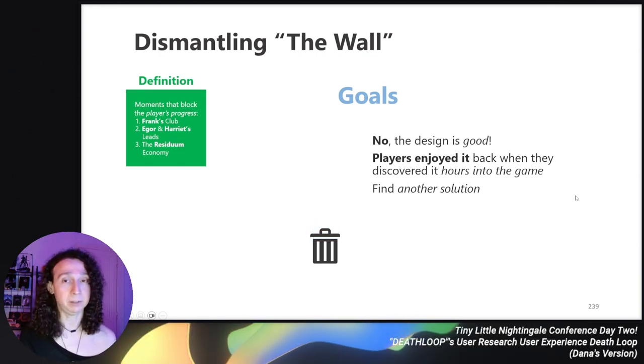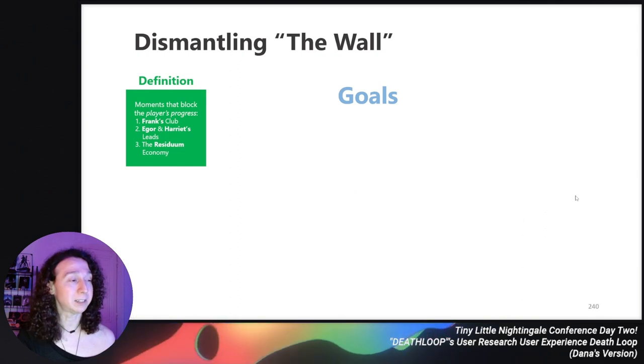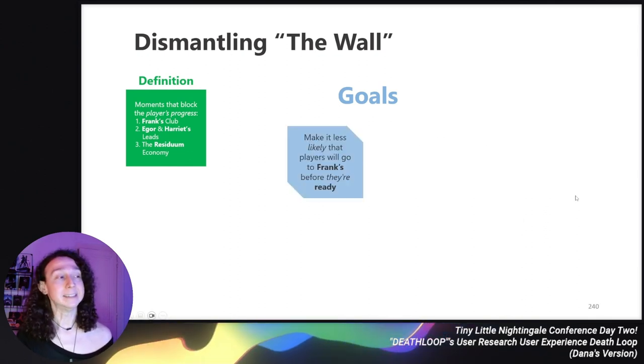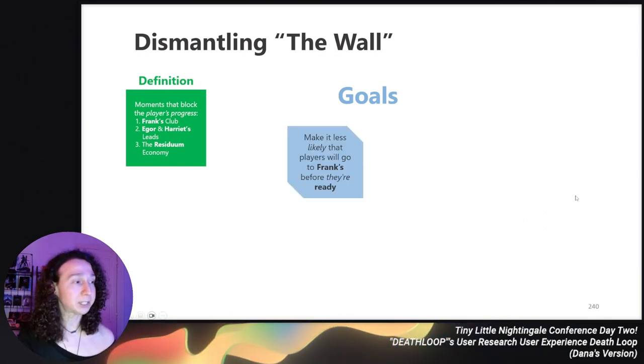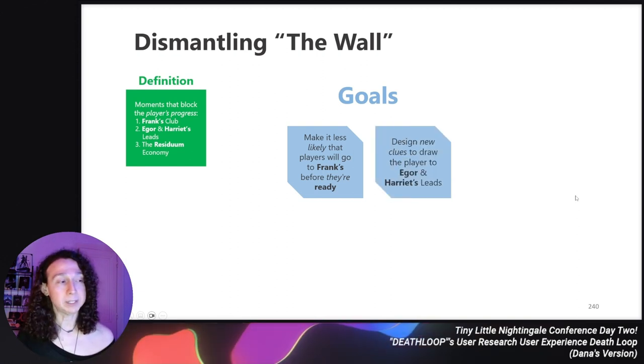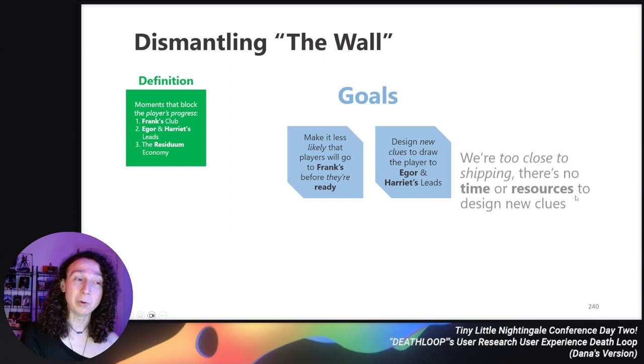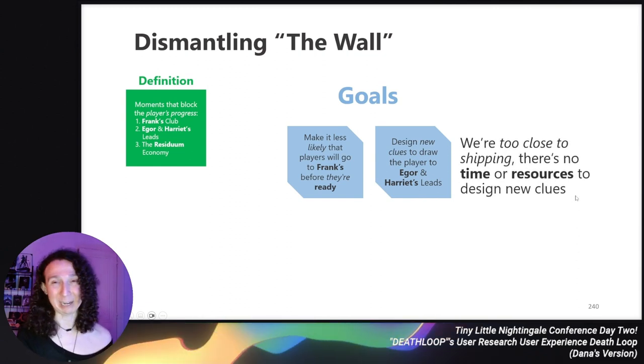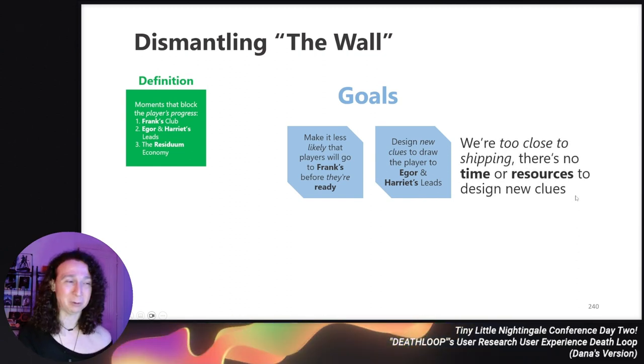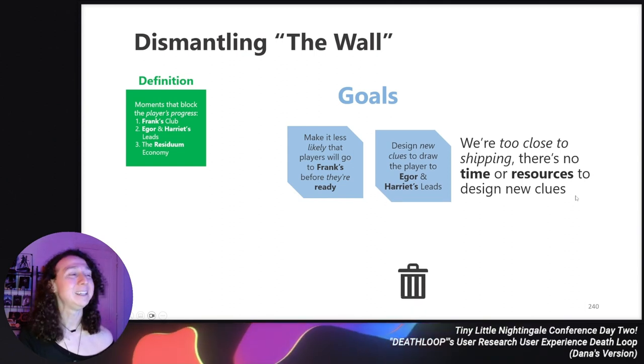We're not going to nerf the difficulty in Frank's Club. We are going to make it less likely that the player will go to Frank's before they're ready. We want to design new clues to draw the player to Igor and Harriet's leads. Oh no, wait, we can't. We're out of time. We're too close to shipping. There's no time or resources to design new clues.